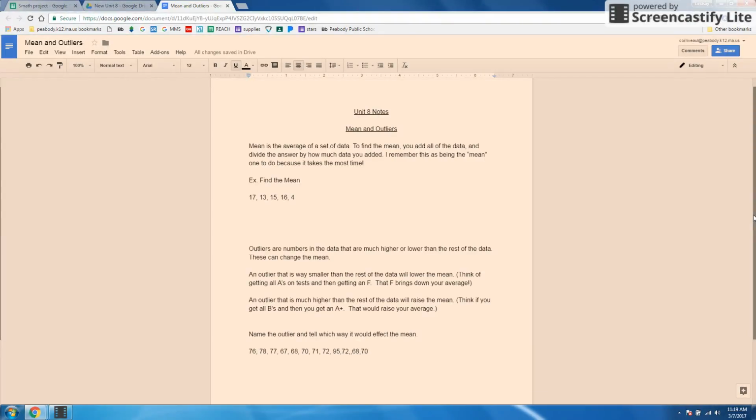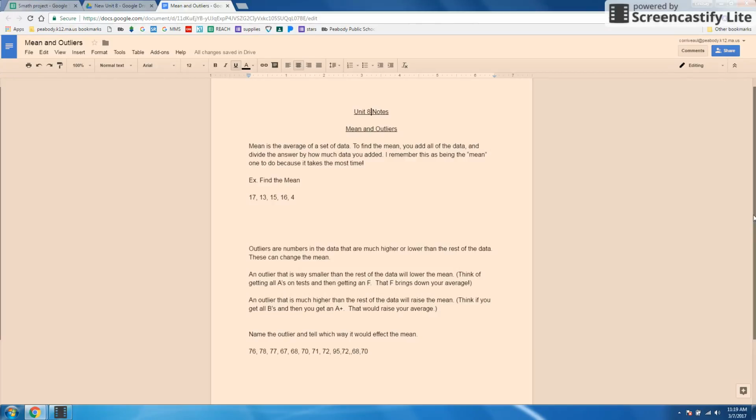Mean is something that's really good for you guys to learn because it's how you can calculate your average. So a mean is the average of a set of data. To find the mean or the average, you add all of the data and then you divide the answer you get by how much data you added. This is how you would actually get your final average for your classes. So you take all of your test scores or your grades and you add them all together and then you divide by how many you added, and that's your average.